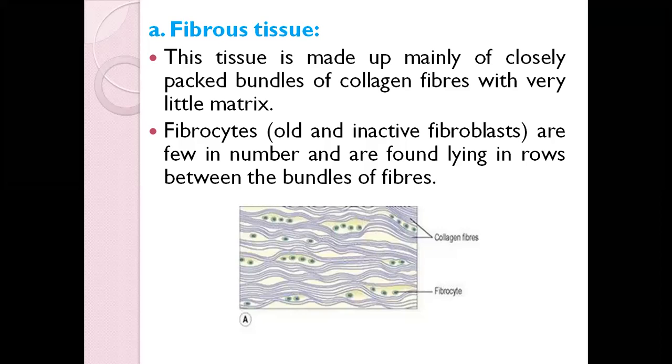These are few in number and are usually found lying in rows in between the bundles of the fibers. If you can see from the diagram, those thread-like structures are your collagen fibers. They are lying very closely packed, and in between them we have the fibrocytes or the fibroblasts. So this is how it is arranged.